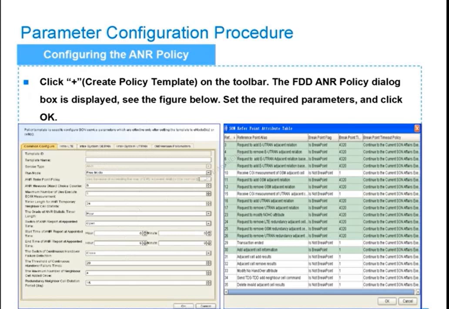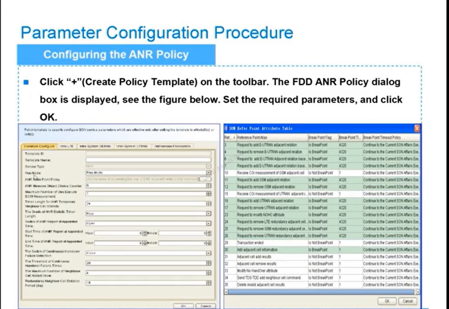In these parameters, for example, you should set the run mode. The run mode indicates the operation mode of the policy. It has two kinds. One is free mode. The free mode means the ANR optimization will execute automatically. Another mode is the controlled mode. Controlled mode means ANR optimization will execute under control, so the operator can decide to confirm or reject the procedure. Usually we set it to free mode. The whole procedure can be executed automatically.